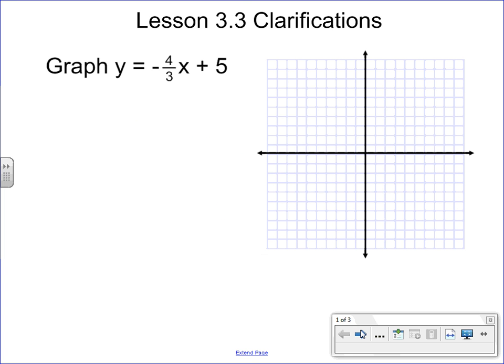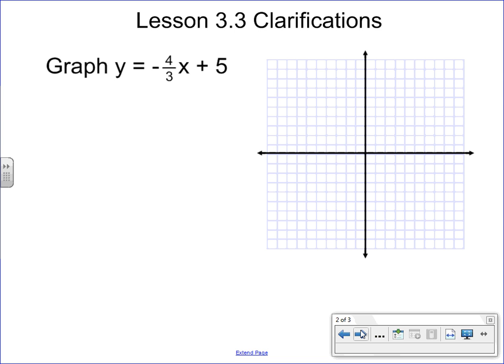Okay, let's look at just a quick little review of how to graph something in slope-intercept form. We've talked about making tables. We've talked about finding intercepts. Both of those methods are fine. You can use them whenever it seems efficient to do that. Most often, if you have an equation with y by itself, it's going to be the quickest option to use the concept of slope-intercept form.